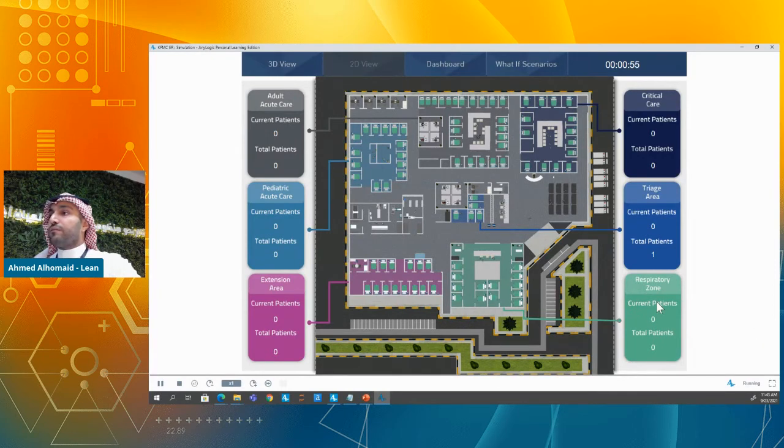And if the patient has an infectious disease, they will go to the respiratory zone. And in case the hospital reached capacity or reached a large number of patients, an extension area will be opened. So if there is a need to use more beds, the extension area will be utilized, and then you will see some patients entering the extension area.